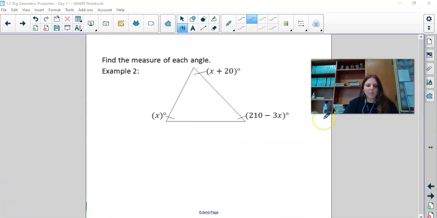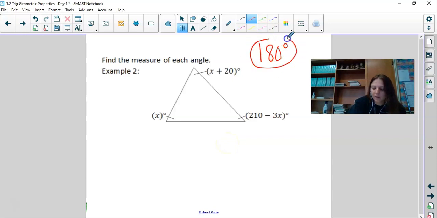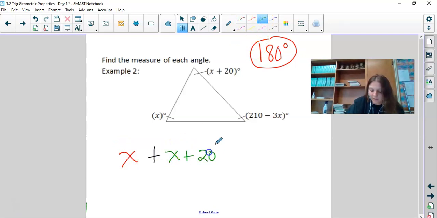So same thing, go ahead and pause the video and copy this down. This is a triangle. A triangle adds up to 180 degrees. So if you know some information about the angles, what you could do is add them up and set them equal to 180. So go ahead and do that now. So add them up in any order and let them equal 180. I'm just going to go in the order that I see it. It doesn't really matter as long as you have all three of the angles represented.